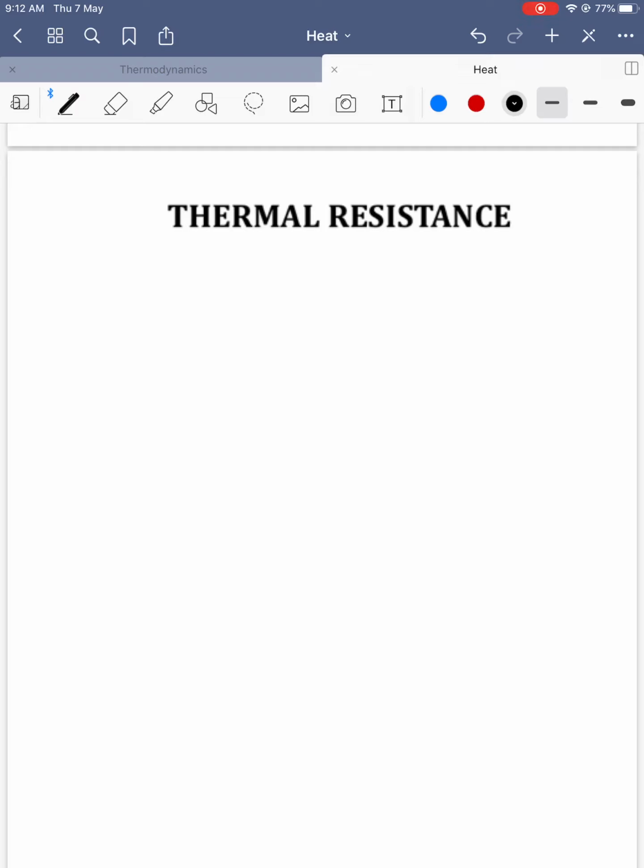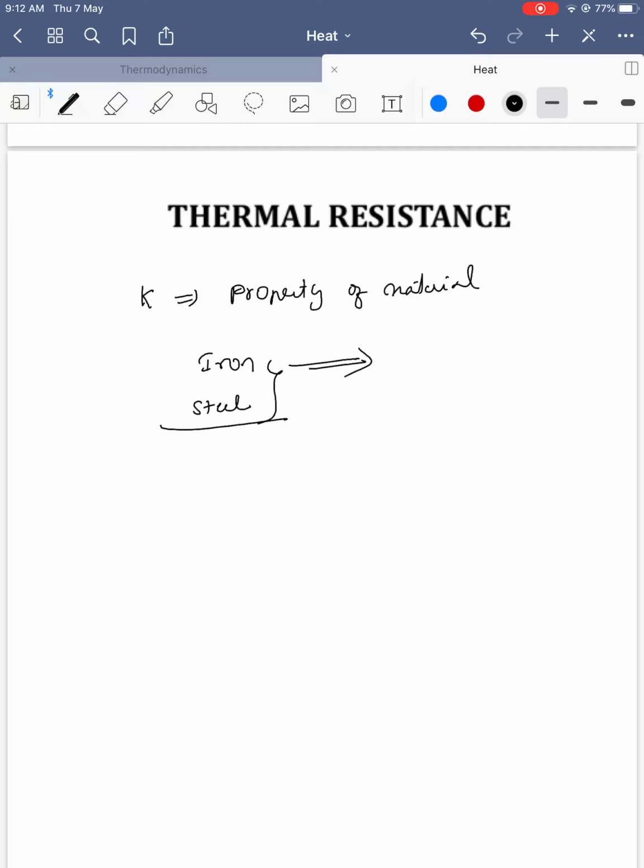Okay, students, in this class we are going to see thermal resistance. How can we compare the resistance, like conduction, in a thermal resistance way? But before discussing that, I want to explain a little more about thermal conductivity. Thermal conductivity K is a property of material. So for iron, for steel, for different items, this K value will be different. And one more thing, the property of K and the dimensionless formulas we also discussed.